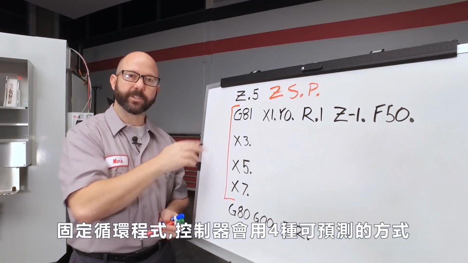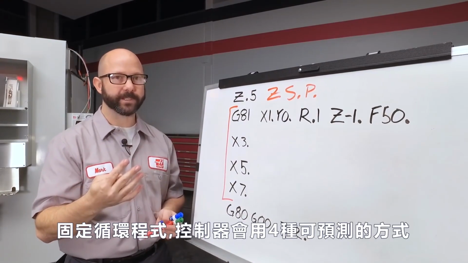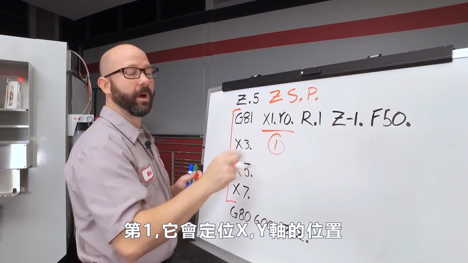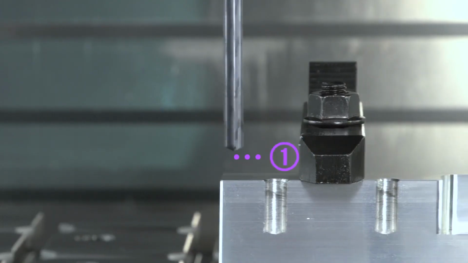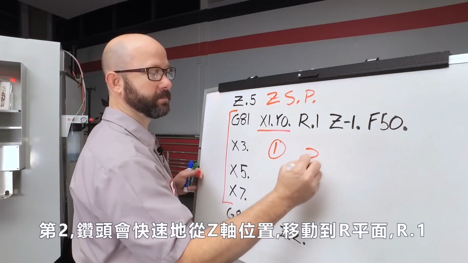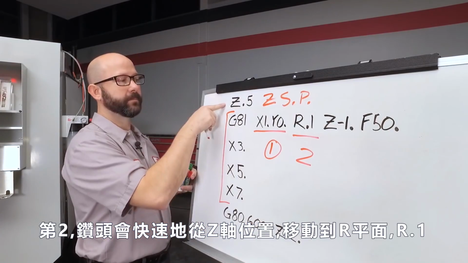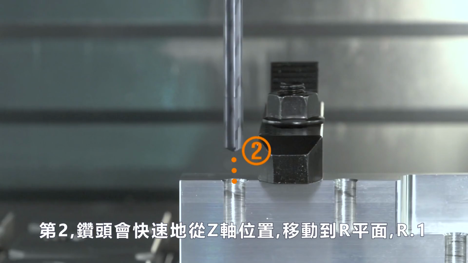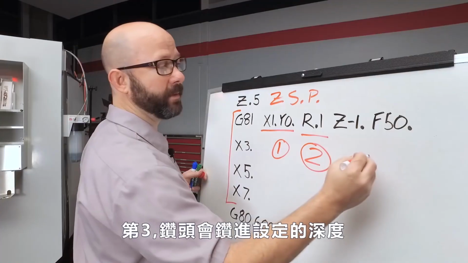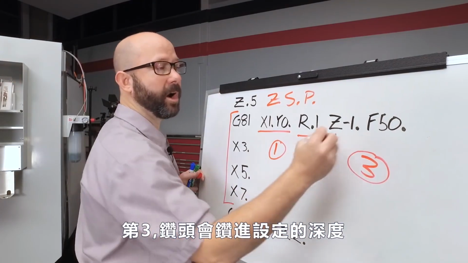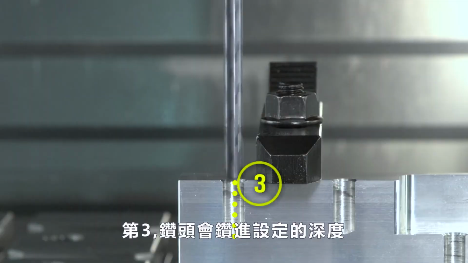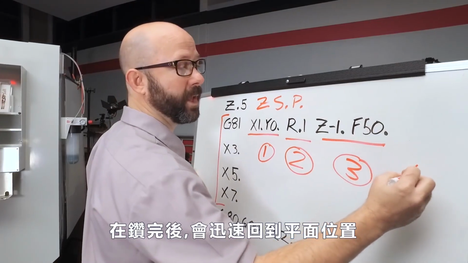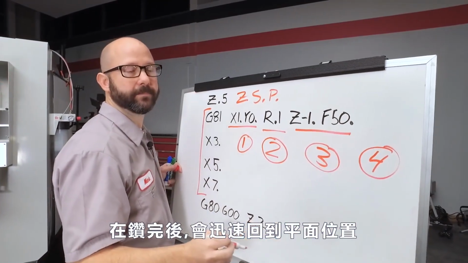With our can cycles, the control is going to move in 4 very predictable ways. 1, it's going to position our XY location. 2, the tool is going to rapid from the Z value where it was at to our R plane, R.1. 3, our tool is going to feed to our Z depth. And after it's drilled the hole, it's going to rapid back up to our clearance plane.